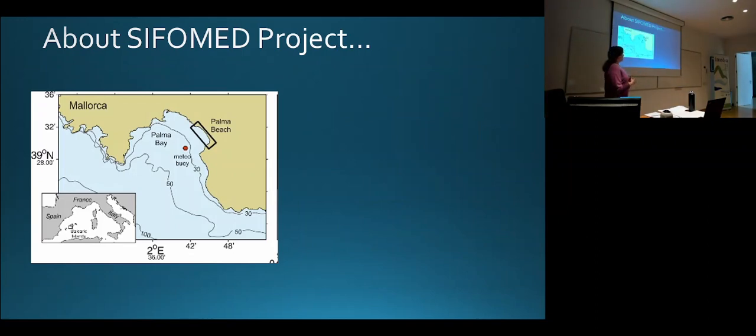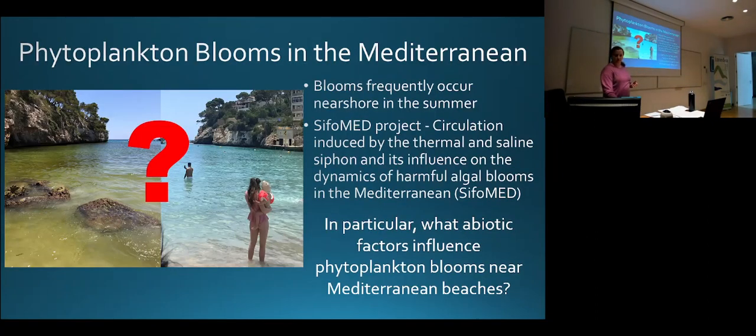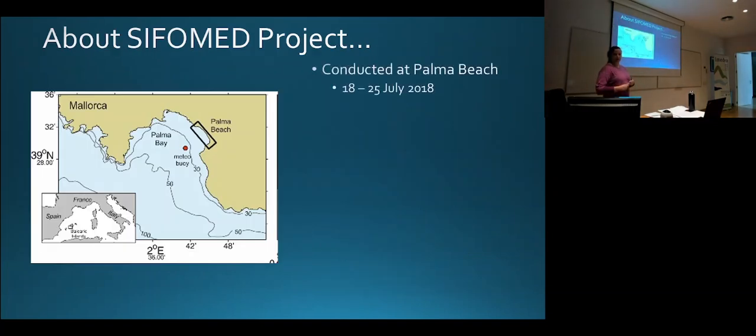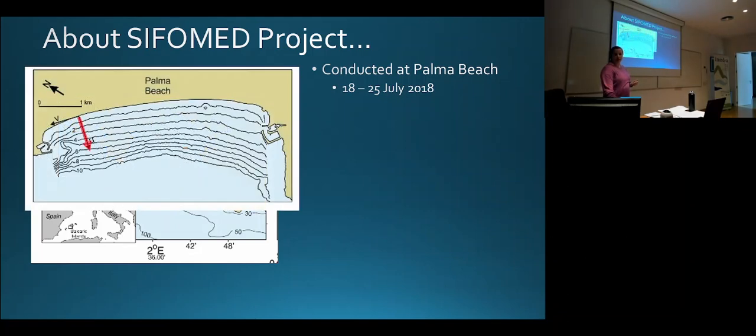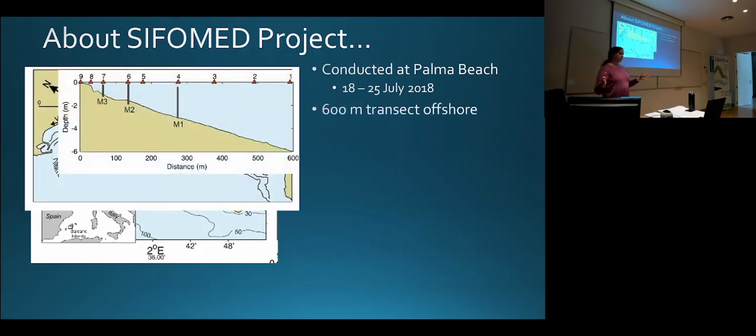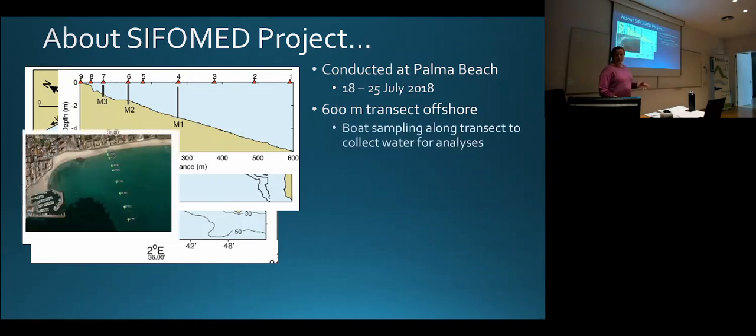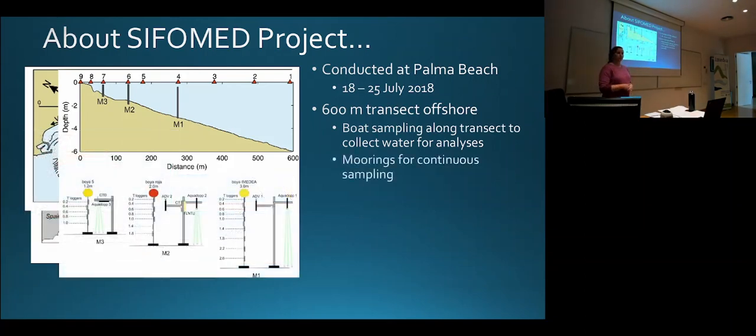This project was conducted from the 18th through the 25th of July, 2018 at Palma Beach. It was done along a transect 600 meters offshore. They did boat sampling about every 3 hours to collect at the points, which you can see as triangles on the upper panel and points on the satellite image. There are also some moorings for continuous sampling of physical data, marked M1, M2, and M3, with M1 being the furthest offshore and M3 the closest onshore.